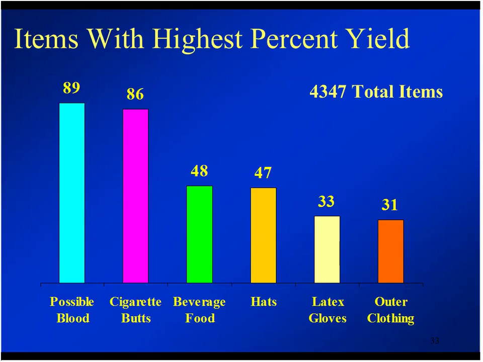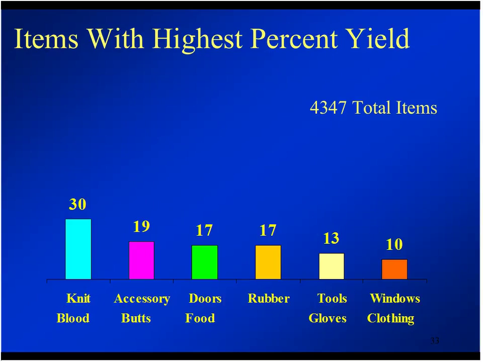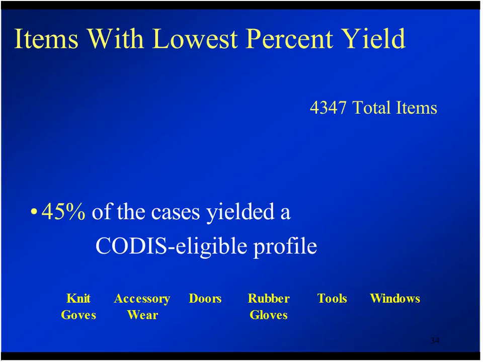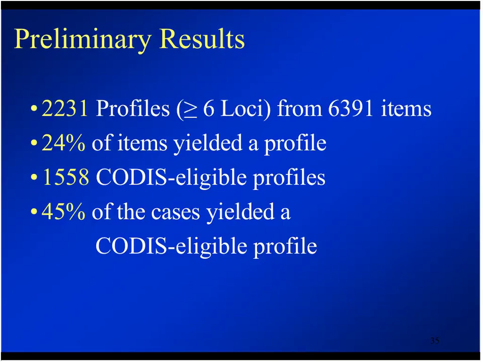No brainer here. Blood evidence at the scene is a home run. Cigarette butts: 86% of the time, giving the lab a cigarette butt will give you the name of an offender. Down to latex gloves, outer clothing, knit gloves, accessory wear, doors, rubber gloves, tools, and windows.